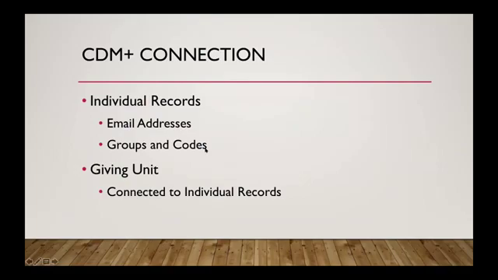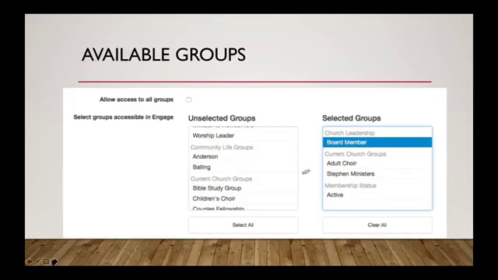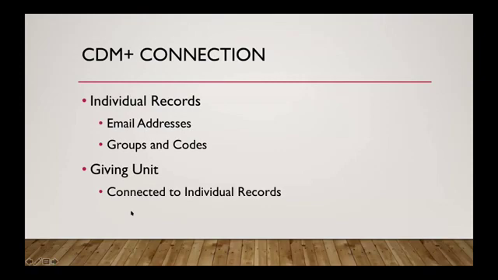You can also see that we use those groups and codes. We'll use things like membership code, membership status, any groups that you've set up. Church school class is another group that we can use. Again, what do we want to give folks access to? And we'll also, for Engage Giving, use the giving unit, and we'll look at that again. Engage is driven off of the individual, so we'll want to see giving units as connected to individual records.